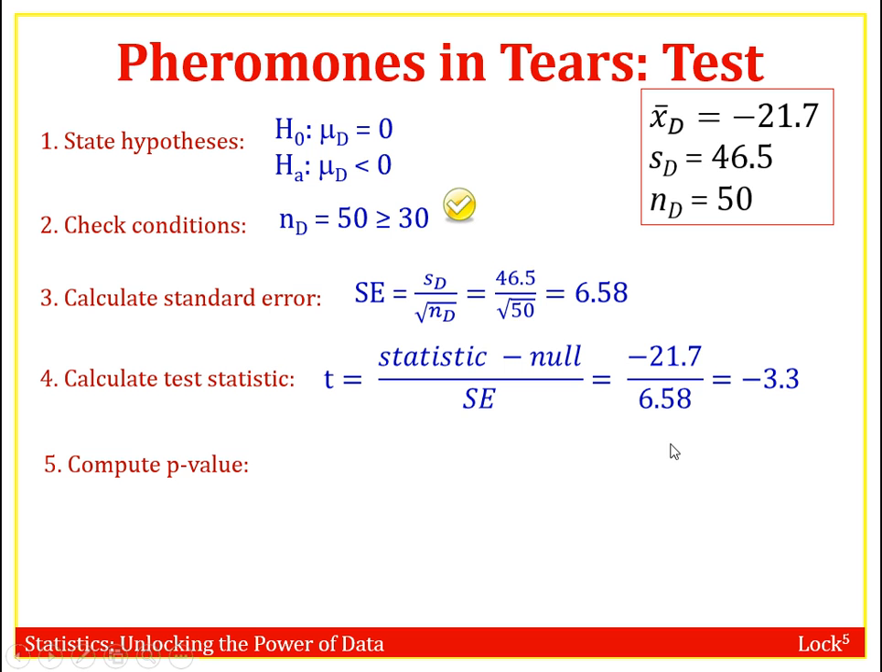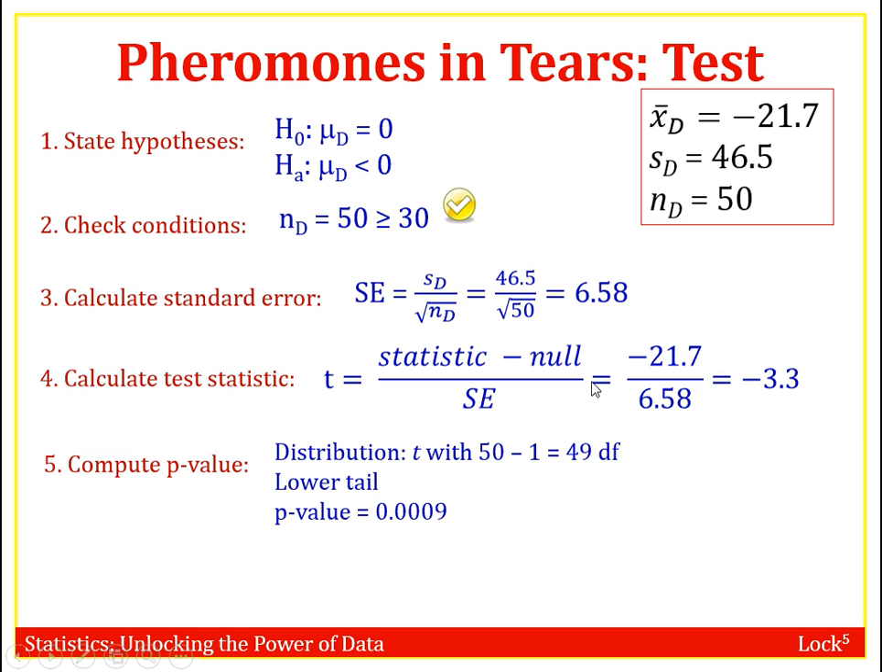Then we calculate our p-value. We remember our degrees of freedom is always one smaller than your sample size. It's lower tail because it's less than. And we get a p-value of 0.0009.